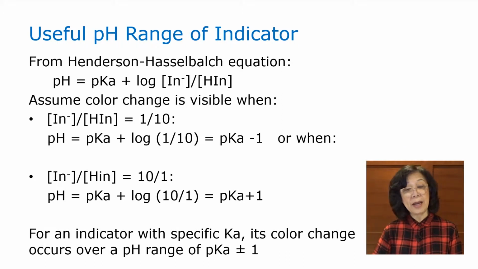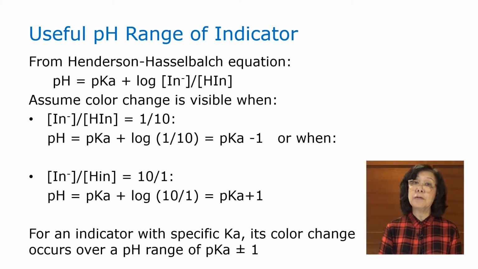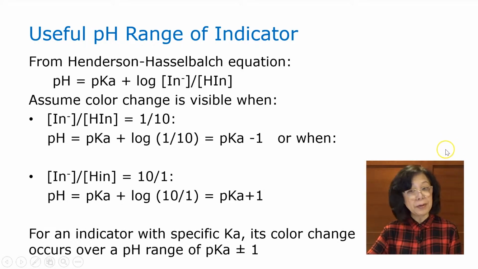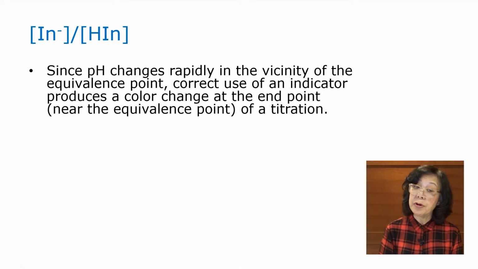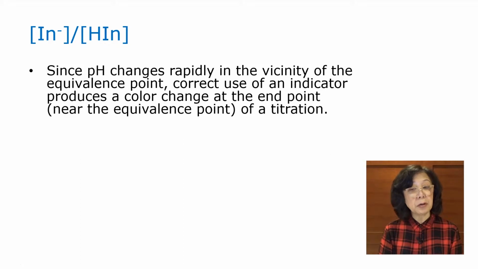So for an indicator with a given Ka, the color change occurs over a pH range of plus or minus 1 from the pKa value. It will be good for us to remember that. Since pH changes rapidly in the vicinity of the equivalence point, the correct use of an indicator would produce a color change at the endpoint near the equivalence point of a titration.